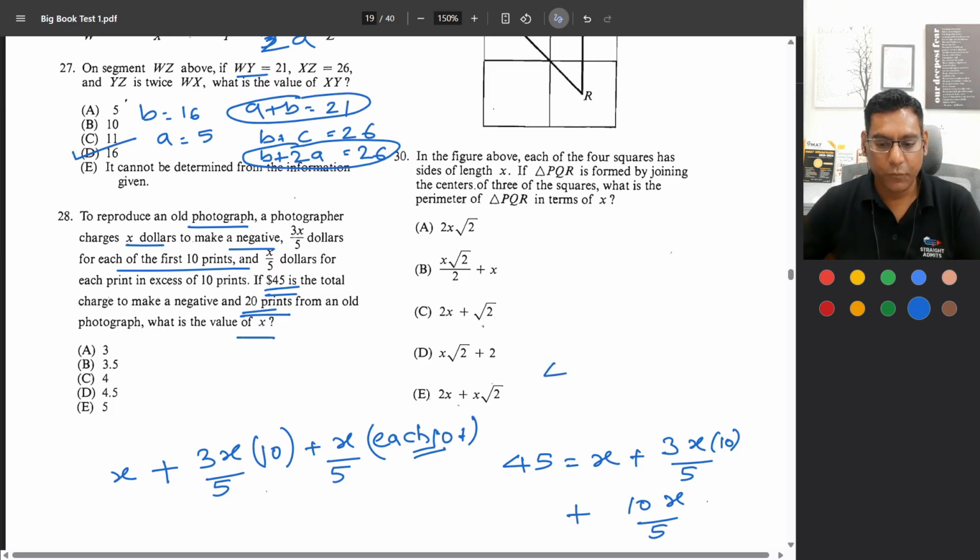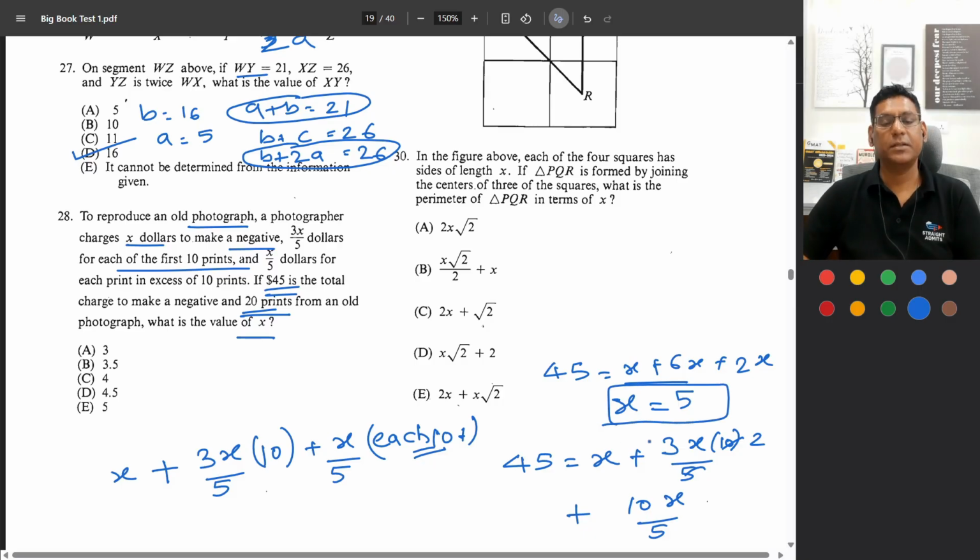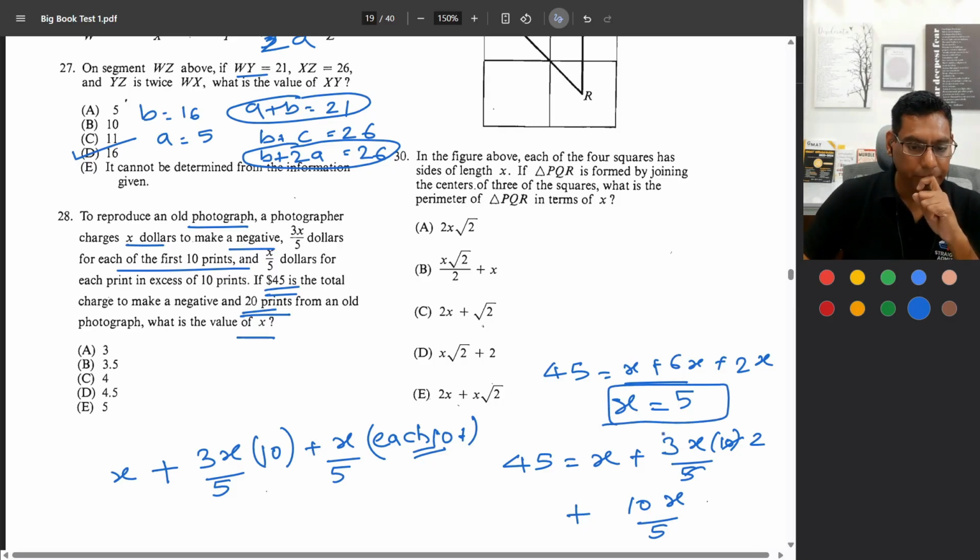So 45 is equal to x plus, this is going to be 6x, this is going to be 2x. So 45 is how many x's? This is 9x. So x is equal to 5. Correct? Is that what they are asking? What is the value of x? X is equal to 5.